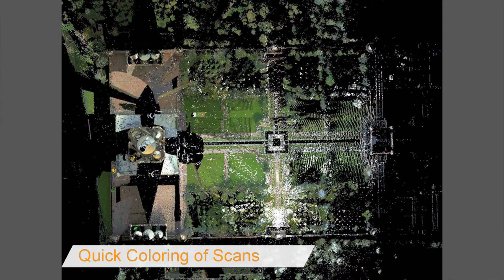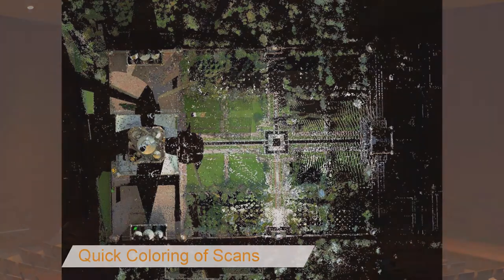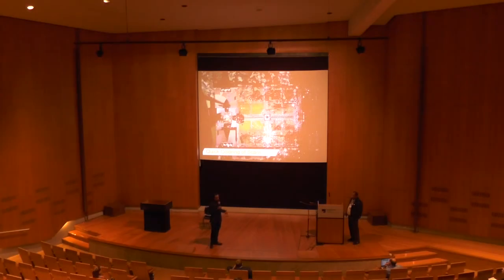Again, a quick look at the coloring of the scans. For coloring of the scans, though we have the option of internal cameras in the C10 and P20, just to make sure that the data looks much better, we use the internal cameras at certain points where the lighting conditions are good enough. Apart from that, we used external Nikon cameras.